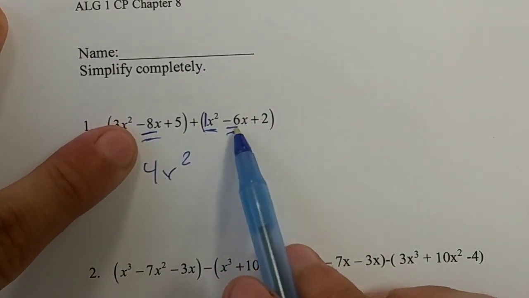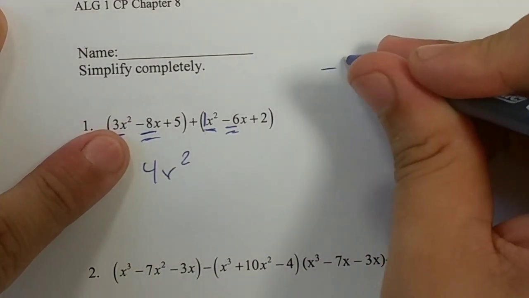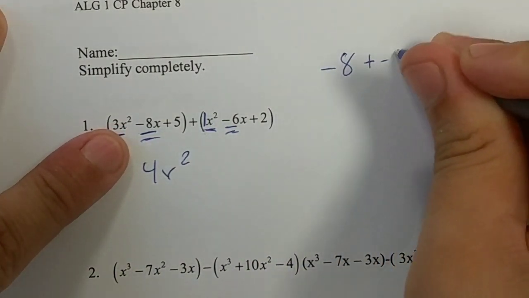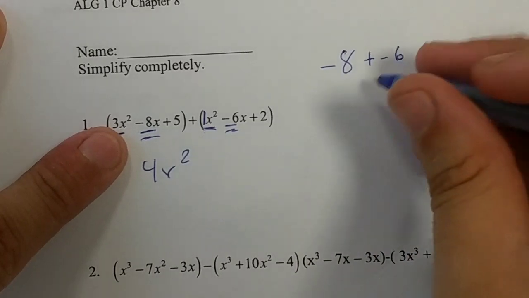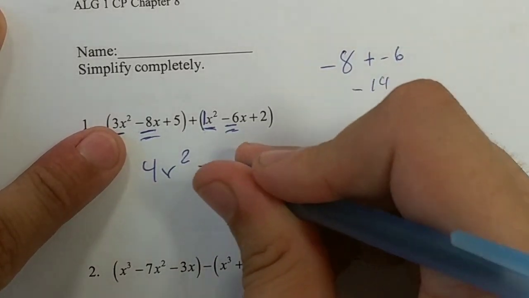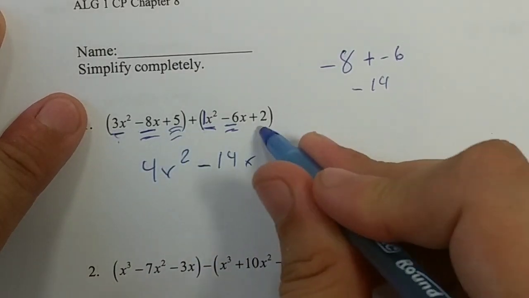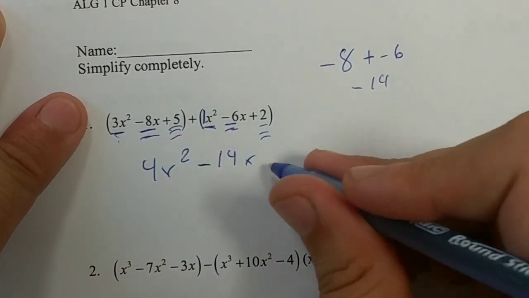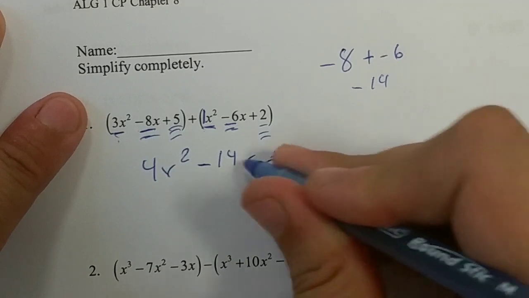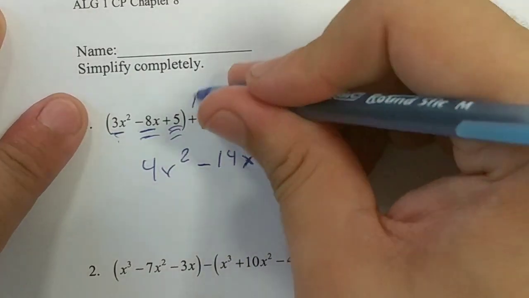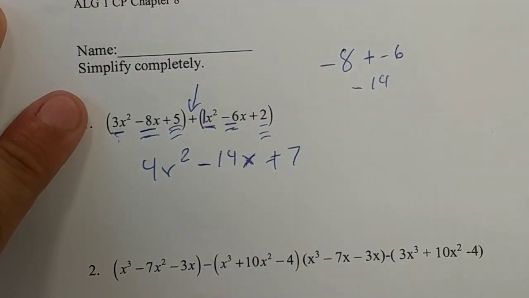Negative 8x minus 6x. So negative 8 plus negative 6, that's going to give me negative 14. So I'm going to write minus 14x. And then my 5 mixes with the 2. 5 plus 2 equals plus 7. And I know it's plus because this symbol is plus in the middle.